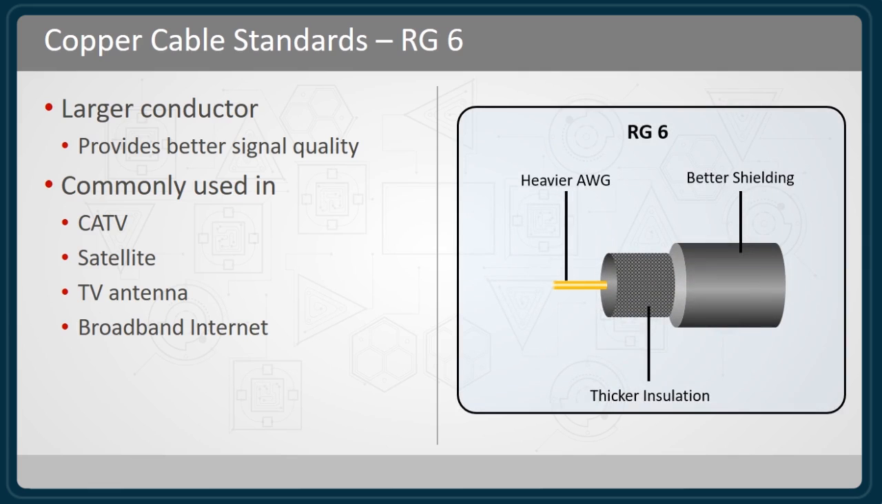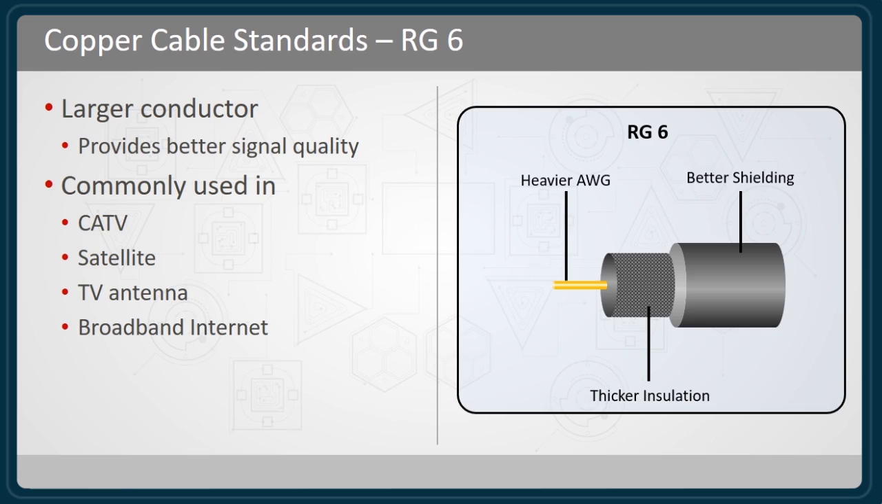And finally, some of the solid copper core implementations include RG6. This is that larger conductor that we used to see in coaxial cable, and for all intents and purposes, this is still coaxial cable. This provides better signal quality than does the twisted pair, but it's a little more rigid and a little more difficult to work with. But it's still commonly used in CATV, which is officially Community Access or Community Antenna TV, for all intents and purposes, cable TV. Satellite dish connections, TV antenna, and even broadband internet might still use this cable type, although that is becoming less common.